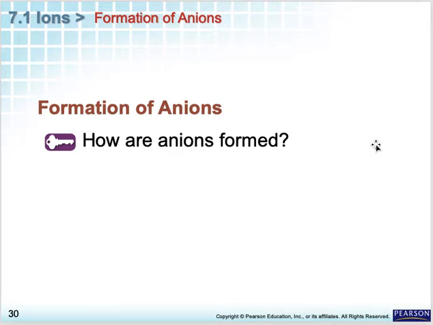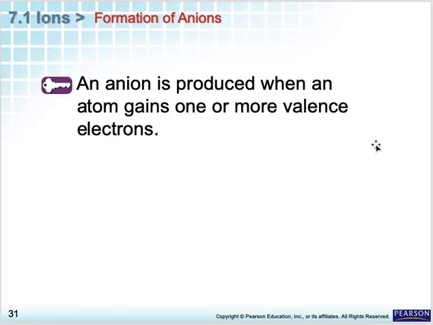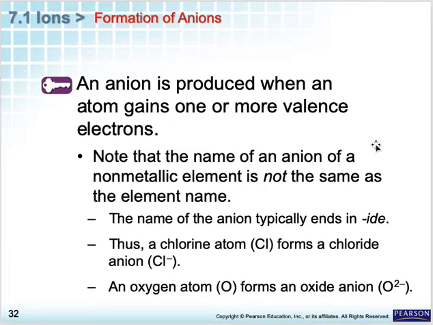How are anions formed? We've talked a lot about cations. Anions form the same way, except instead of losing electrons, they're going to gain electrons. So an anion is produced when an atom gains 1 or more valence electrons. That's how it completes its octet, by adding electrons and getting to the same electron configuration as the noble gas in that exact row.